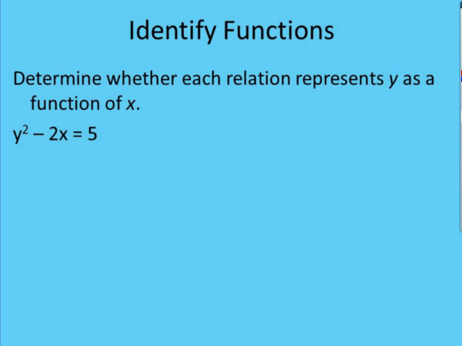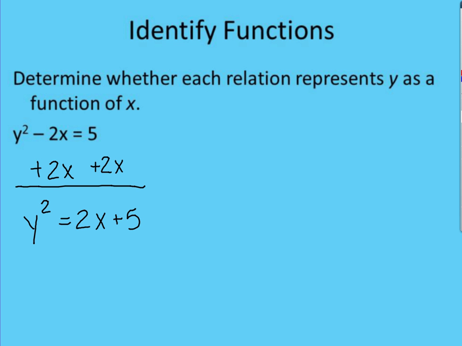If we take a look at this, we first need to get the y value by itself. So we're going to solve for y. To solve for y, we're first going to take that 2x to the other side. Right now it's negative, so to move it, we're going to add it. Next, we need to get the y by itself. Right now it's y squared.